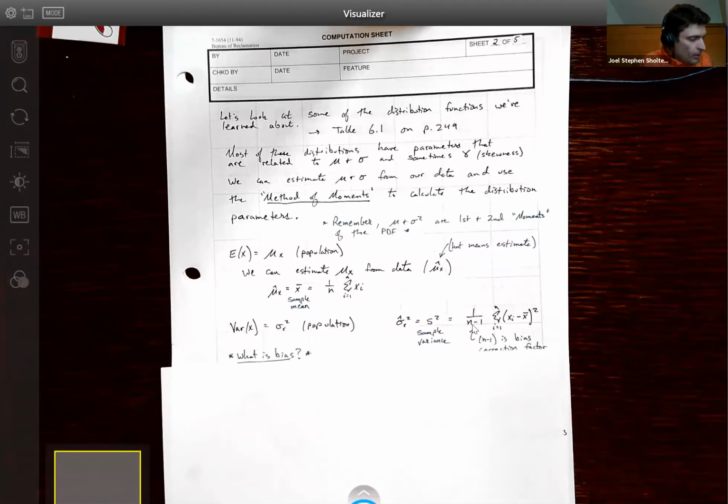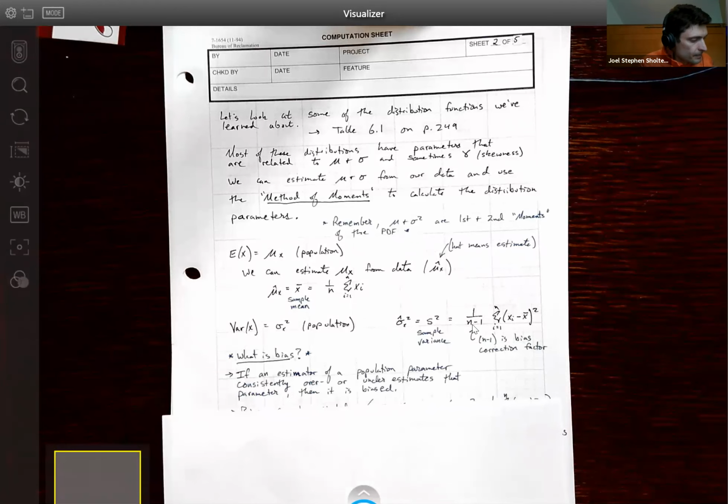So let's just talk about what bias is. Bias of an estimator means that if we have an estimator, in this case our estimator of the population mean, and on average that estimator consistently over or under predicts the population value, and you can test this theoretically, then that estimator is biased, and so we have to correct that bias.